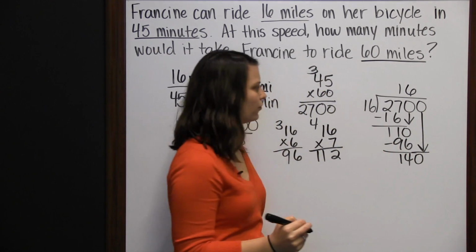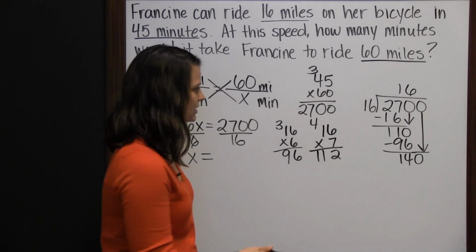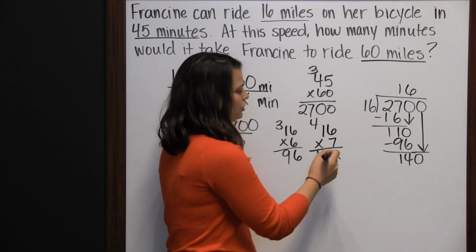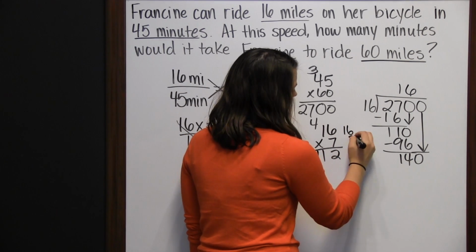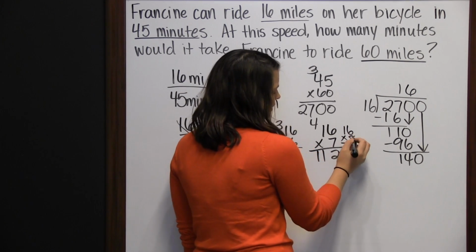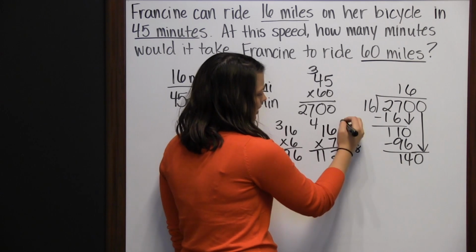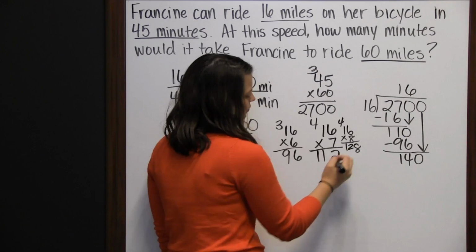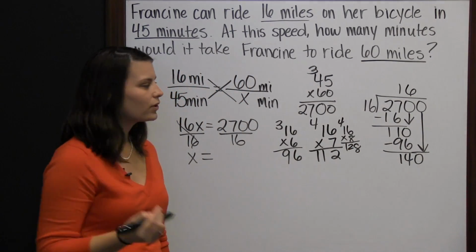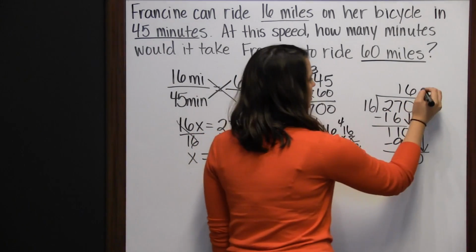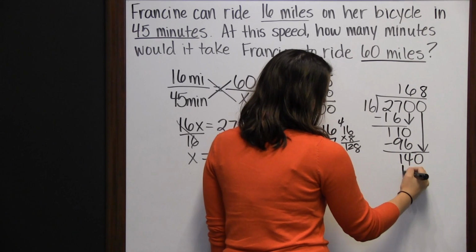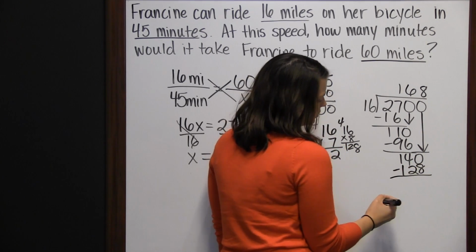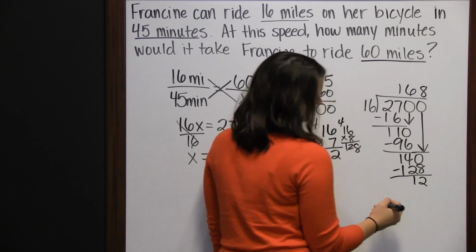So we have 140. So I know 16 is going to go into 140 at least 7 times, but it should go even more than that. So let's see what 16 times 8 is. 8 times 6 is 48. 8 times 1 is 8, plus 4 is 12. And that's all we're going to be able to do. So 8 times, and we get 128. And when we subtract those numbers, we get 12.